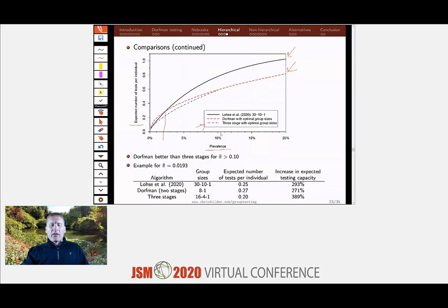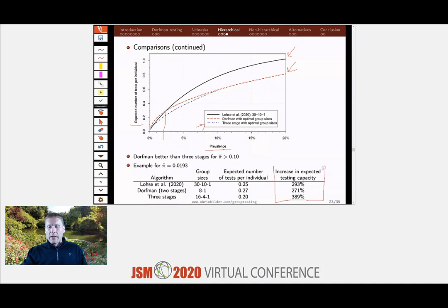if we were to look at three-stage hierarchical testing, always using the optimal group sizes, denoted by this blue dot-dash line, we can see that that will always be better than what Lowe et al. did. So in fact, there are more efficient ways to actually implement group testing than the way that they approached it.